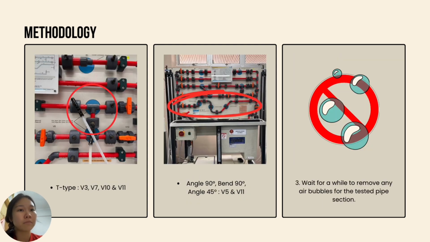Then for the T type, we will open V3, V7, V10, and V11. Then for the 90 degree angle, 90 degree bend, and 45 degree angle, we will open V5 and V11. Okay, then third step, wait for a while to remove any air bubbles for the tested pipe section.